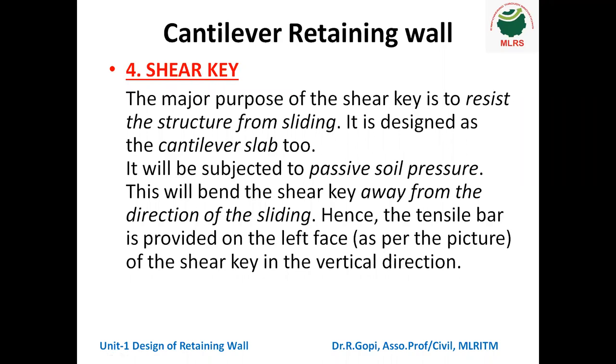Next, coming to the shear key. This is the optional one. Please remember, when a retaining wall fails in the sliding stability criteria, we have to provide a shear key. This is not a compulsory one. The stem, heel and toe are compulsory for a cantilever retaining wall. Shear key is optional. It is provided when the sliding stability condition fails.